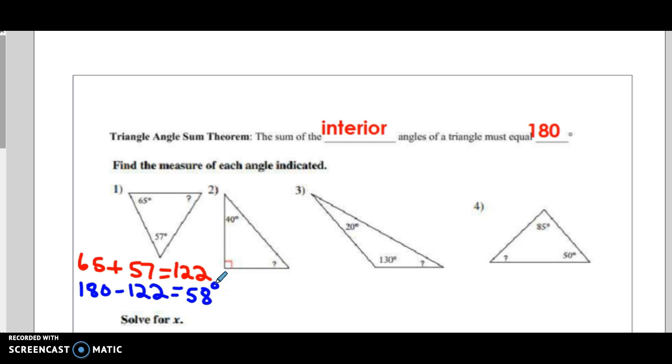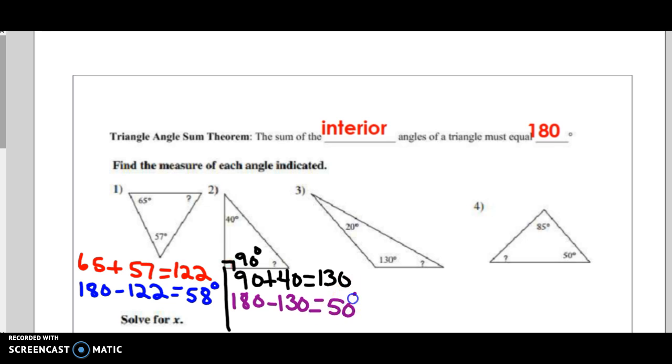Question number 2, same concept. I'm looking for the missing angle. This time, it tells us that one angle is 40 degrees, and then it has a box in this corner. Well, we know that that indicates that the angle is 90 degrees. So let's add 90 and 40 together. When I add those two together, I get 130. Then, again, the angles are always going to equal 180 degrees inside of a triangle. So 180 minus 130 lets me know that my missing angle is 50 degrees.